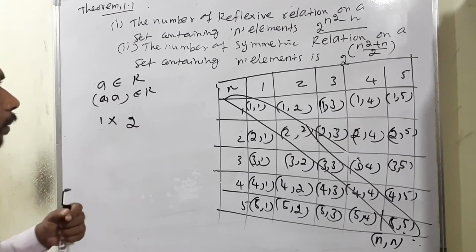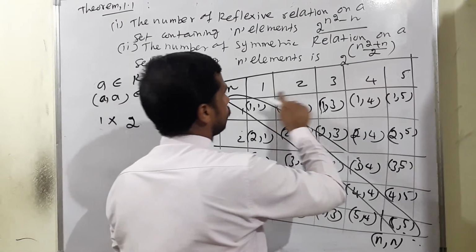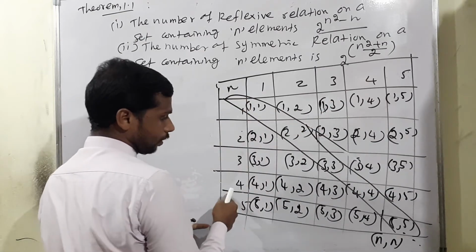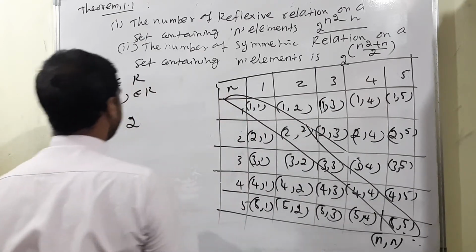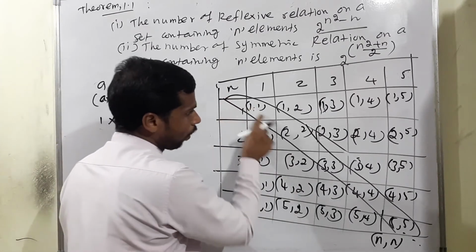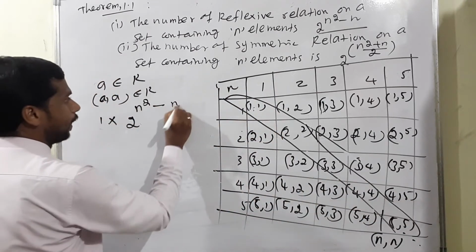What is the rest of the elements? 2 to the power remaining. Here also n terms, here also the rest of the elements, the opposite side also n terms. Therefore n into n, definitely we can say n square minus n, because the diagonal is a single term.